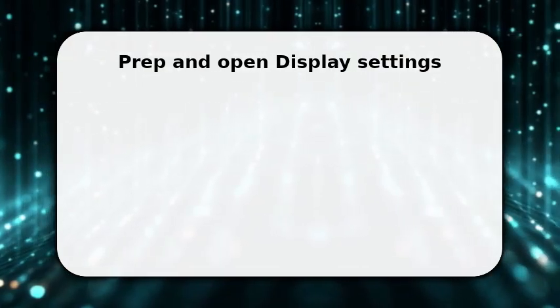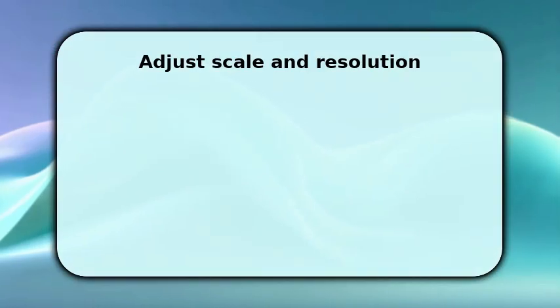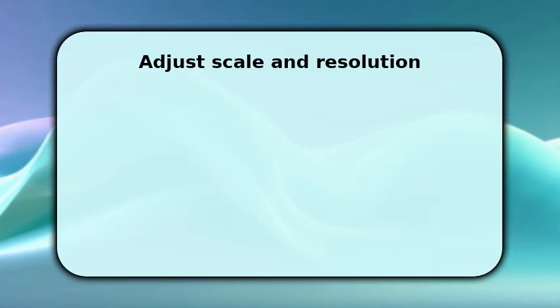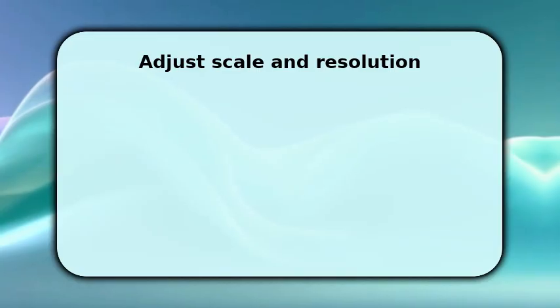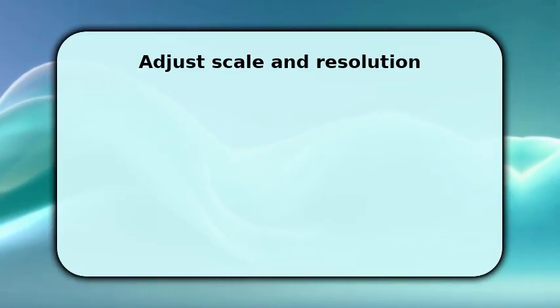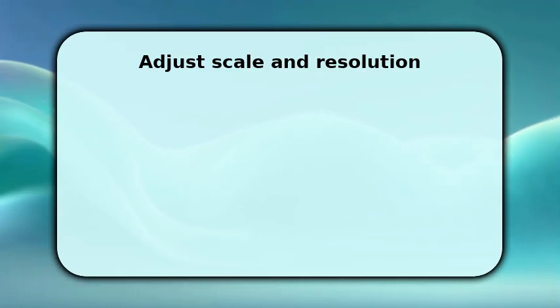Now you're ready to change the scale or resolution to correct the size problem. Start by adjusting scale to change text and icon sizes. Pick 100%, 125%, or 150% depending on how small or large things look. If clarity is the issue, set the resolution to the laptop's native value. Lowering resolution makes everything larger but can blur details.